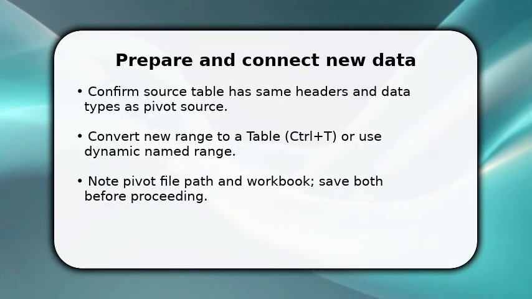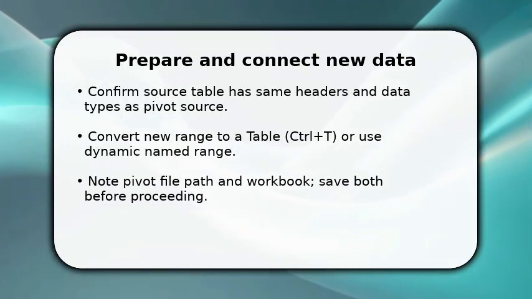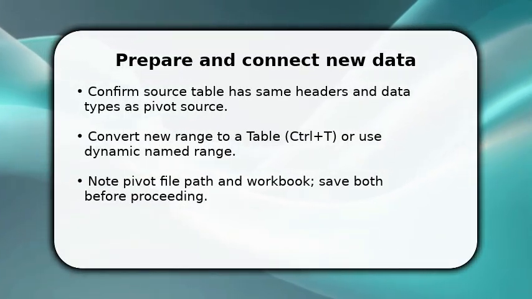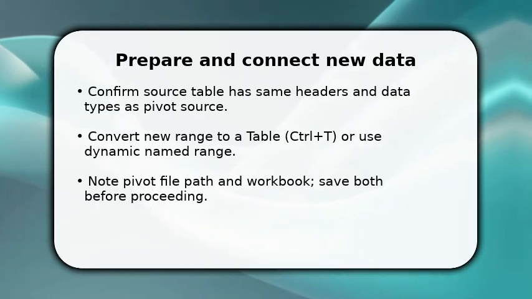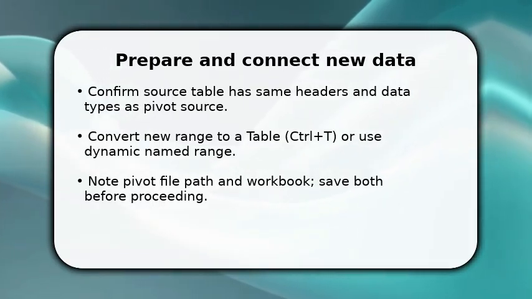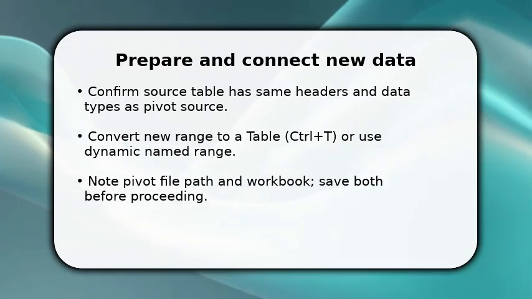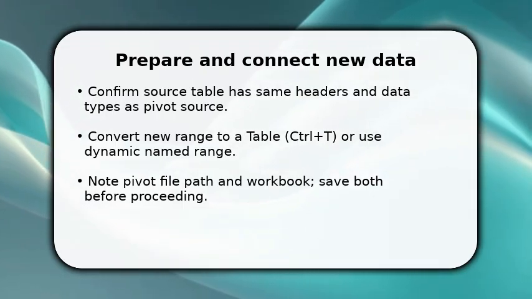You begin by making the new data match the pivot source. Convert the incoming range to a table so it expands automatically, and make sure column names and types align. Once done, save the workbook with the table and the pivot file, and note the file path if external.